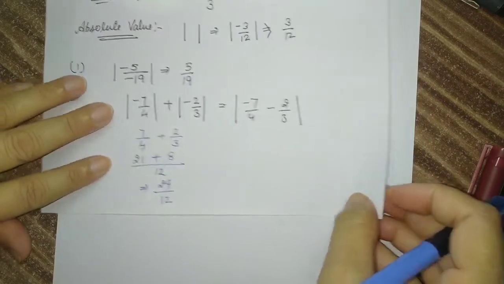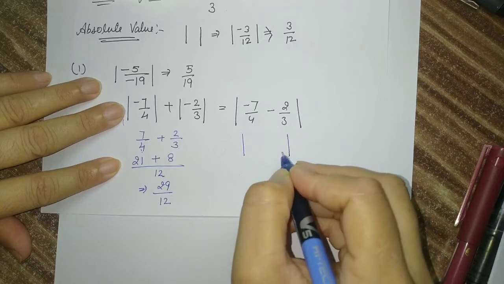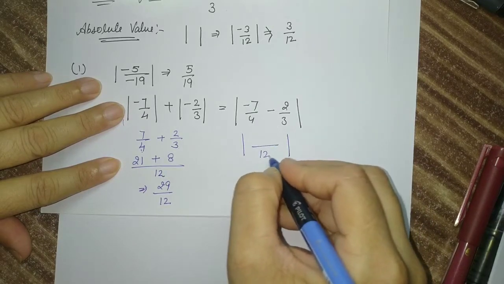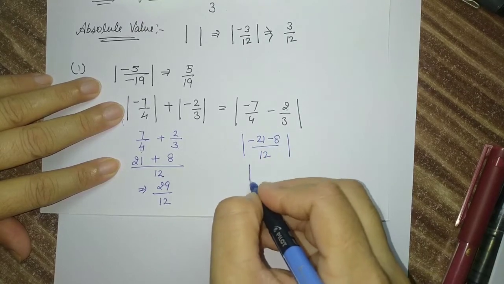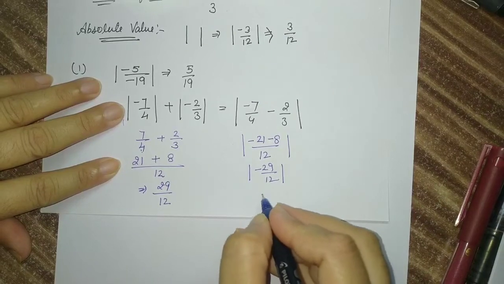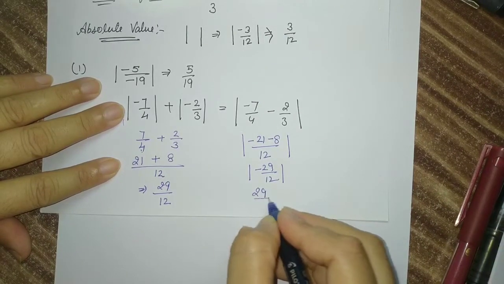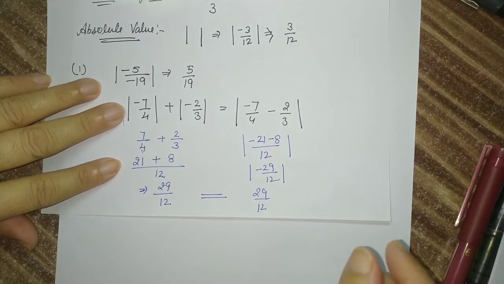Now come to the right hand side. First we solve inside the bracket. Same LCM 12, minus 21 and minus 8, that means minus 29 by 12, and if we find their absolute value, then it becomes 29 by 12. In both cases the answer is equal, so it is verified.